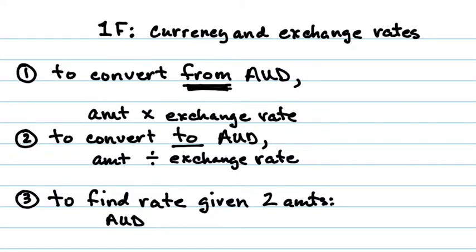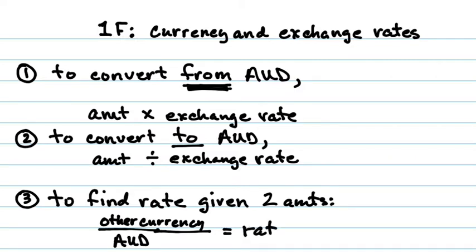Oops, I'm sorry. I need some more room here. So you're going to take the Australian dollars and you're going to use that to divide by the other currency. And dividing that other currency amount by the Australian dollars will give you the rate. Okay? So the Australian dollars is going to go on the bottom, and you just do that division, and that'll tell you the rate. So those are the three things that we're going to be using in order to be able to answer the questions about currency and exchange rates. So there you go.